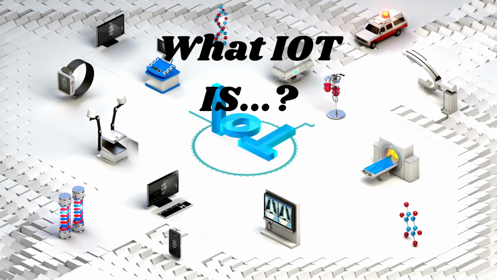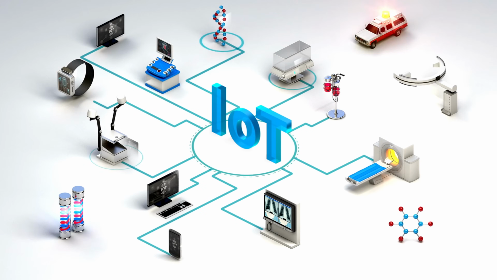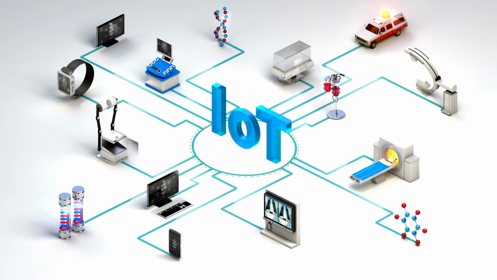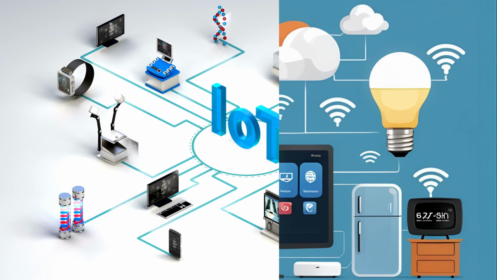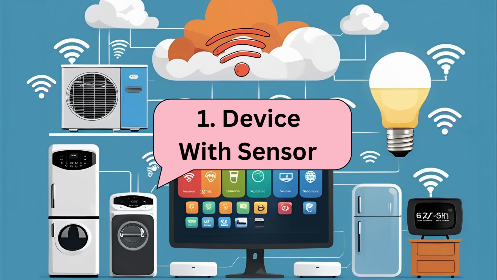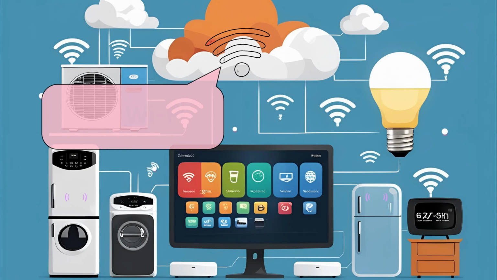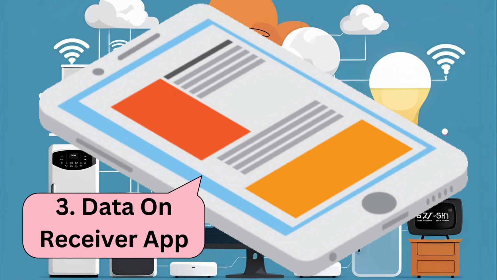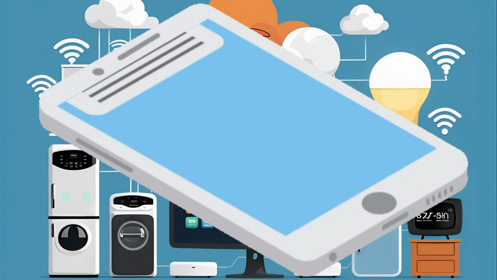IoT means everyday devices connected to the internet, so they can sense, send, and sometimes act on information. Think of three parts. Number one, a device with sensors. Number two, a network like Wi-Fi. And number three, a cloud or app that shows data and controls things.